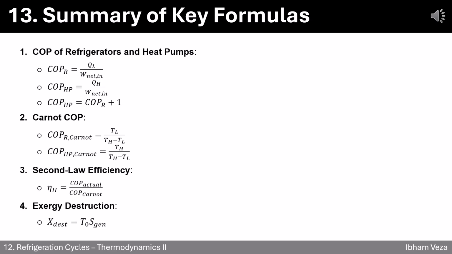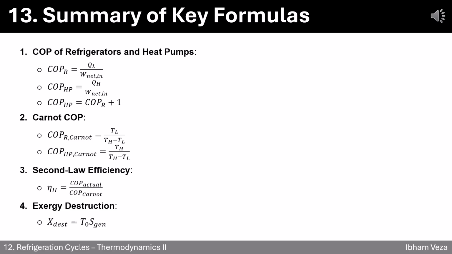13. Master the essentials with these core formulas. Let's wrap it up with the key formulas you'll actually use. First, the COP, coefficient of performance, shows you how well refrigerators and heat pumps perform. Remember, the heat pump COP is always one higher than the refrigerator COP. Next, we have the Carnot COP, which tells you the theoretical maximum performance based only on temperature limits.